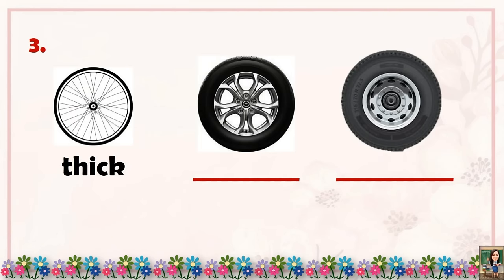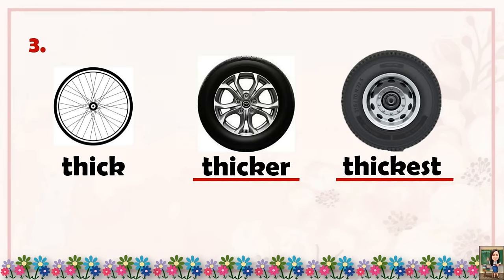Number 3. There are three kinds of tire. The first tire is thick, which is the positive degree. So what is the comparative and superlative degree of thick? Very good! The first tire, which is the bicycle tire, is thick. The car tire is thicker than the bicycle tire. The truck tire is the thickest among the three. Did you get it, kids?